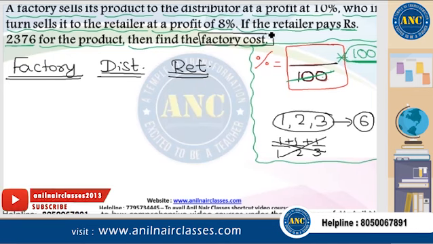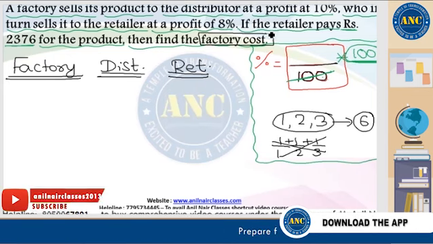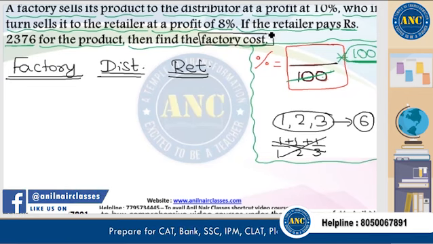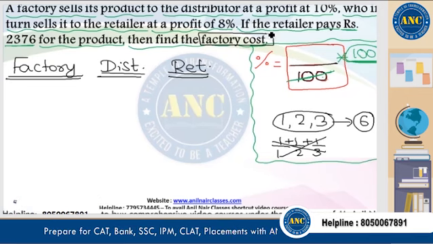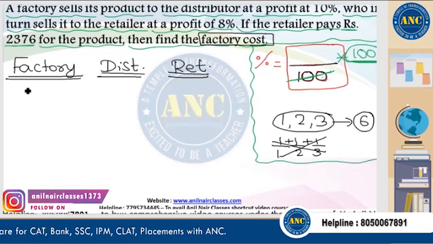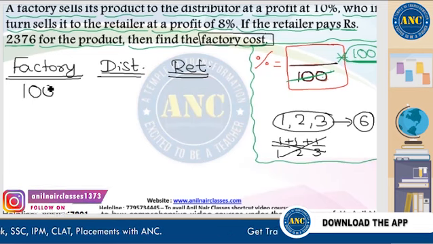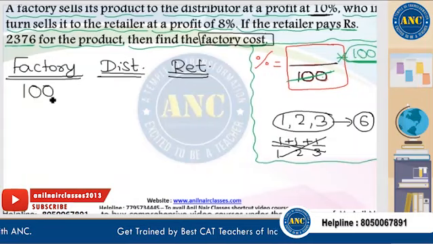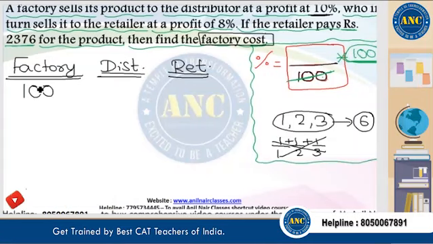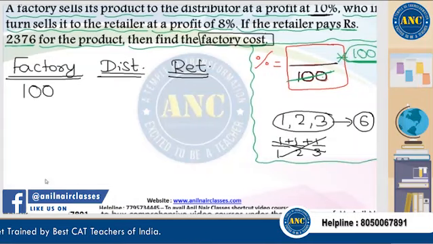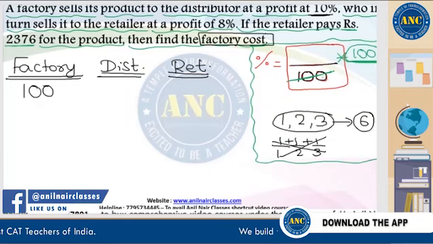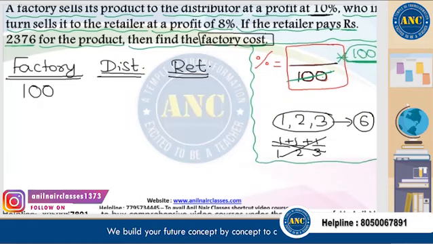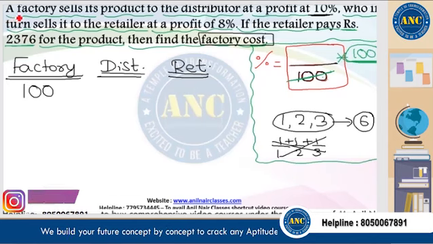I will not take the factory cost as X like the textbook does, saying let the factory cost be X. I am not interested in that method. Rather, I will take it as 100, because I have percentages involved in my question. I will assume the factory cost as 100. This is my assumption. It may or may not be the correct answer. Now read the first statement.